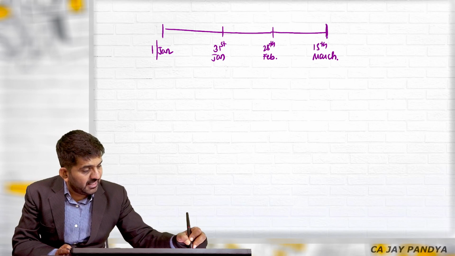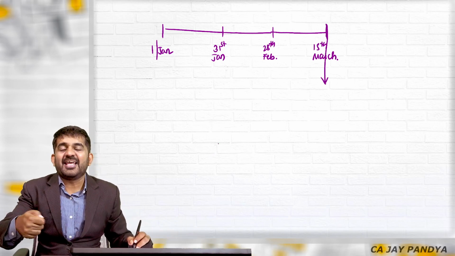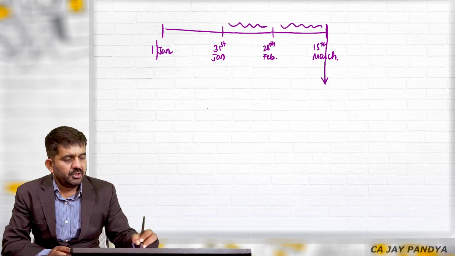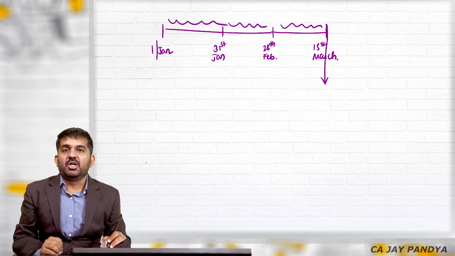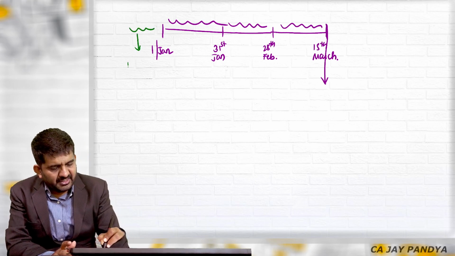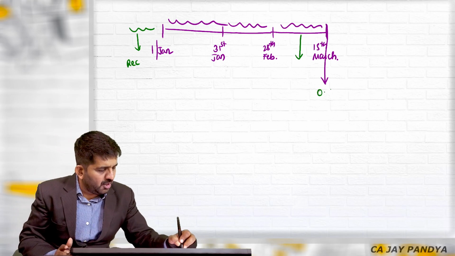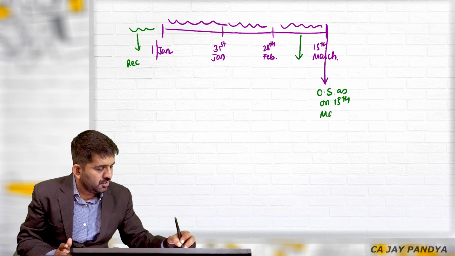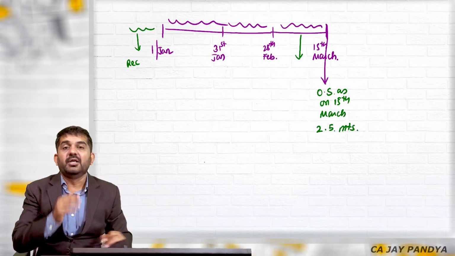So if you see on 15th of March, which all sales will be pending? This sales will be pending, it will not be received. This is recoverable, not received. Sir, what about this? This will be received already, somewhere over here. I am talking about what is outstanding as on 15th March. Believe me, it will be outstanding for 2.5 months only.